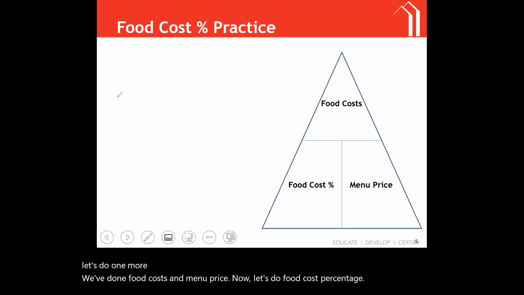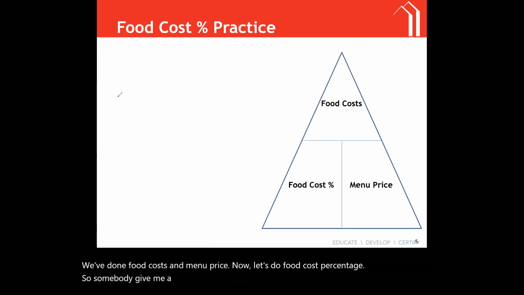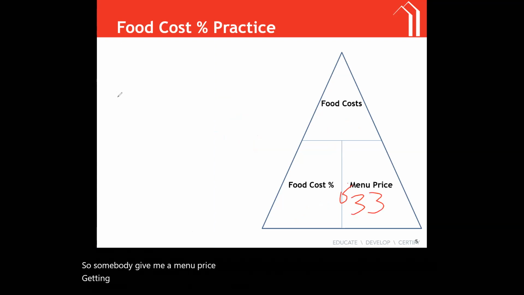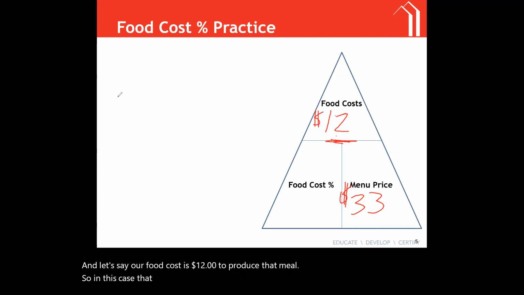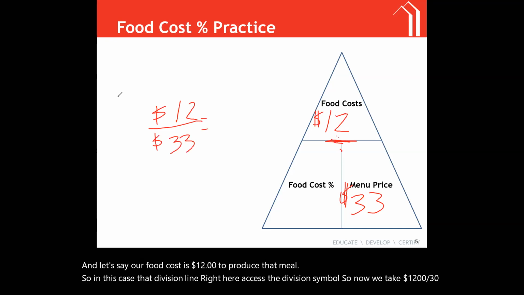So somebody give me a menu price. $33. $33. Okay. And let's say our food cost is $12 to produce that meal. Okay. So in this case, that division line right here acts as a division symbol. So now we take $12 divided by $33, and what do we get?